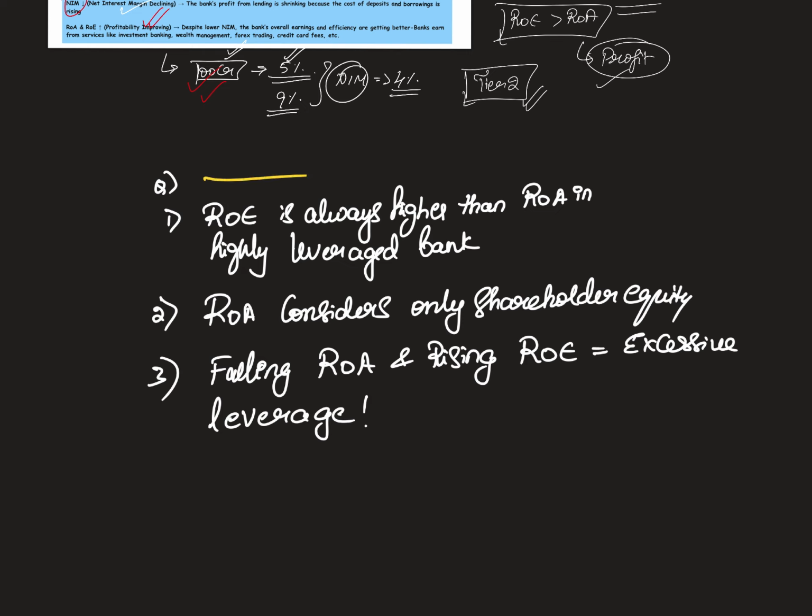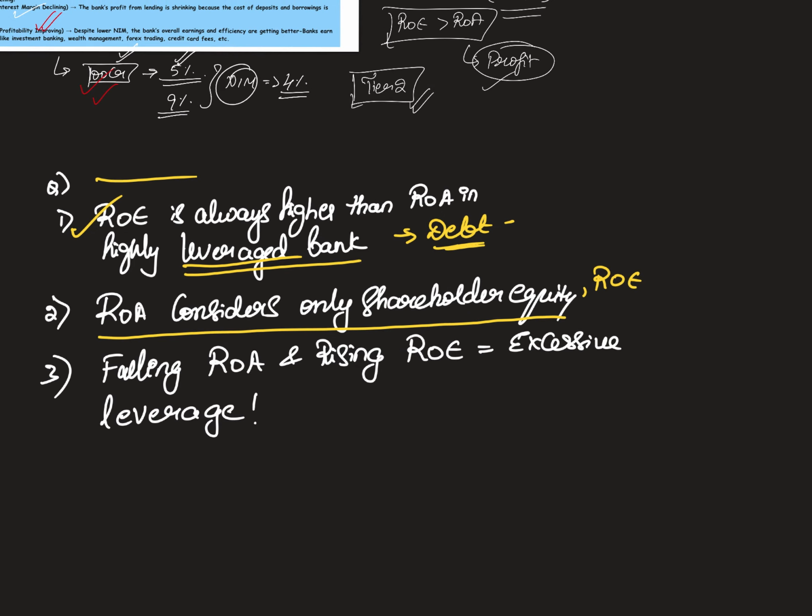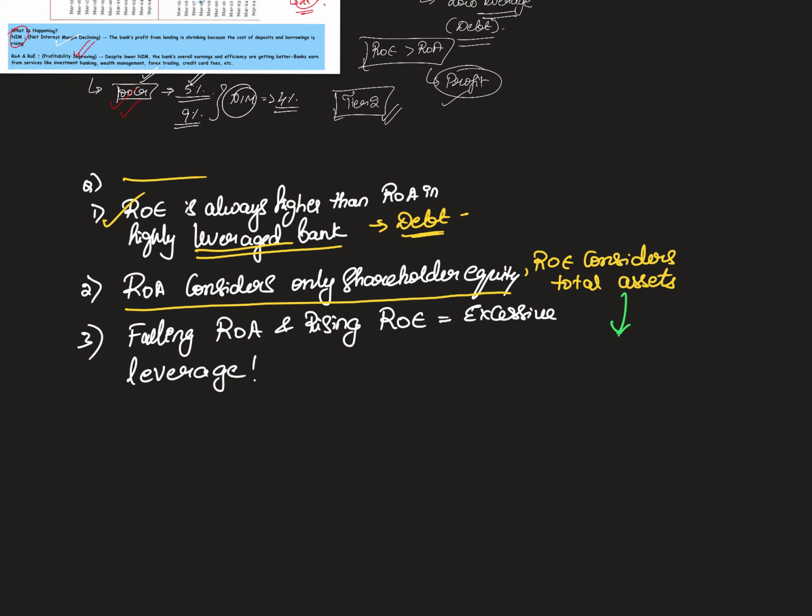Now let's consider this question. Consider the following statements. ROE is always higher than ROA in a highly leveraged bank. Like I told you, leverage means taking debt. We have already explained this. This statement is correct. ROA considers only shareholders' equity, while ROE considers total assets. I forgot to write this. ROE considers total assets. Is this statement correct?